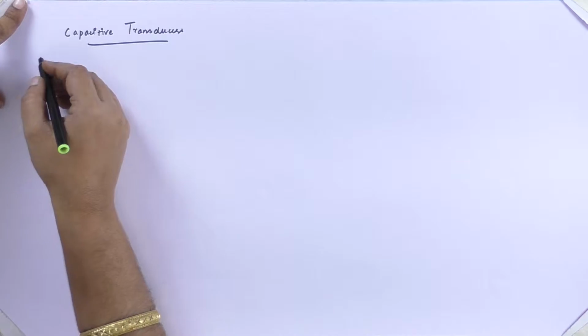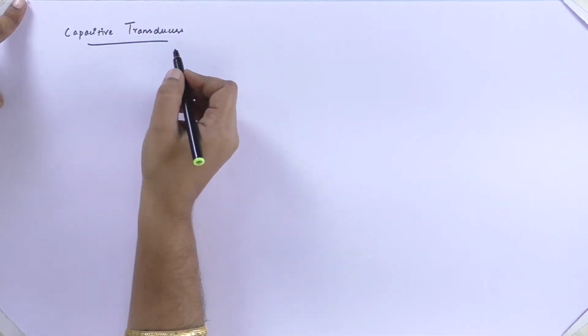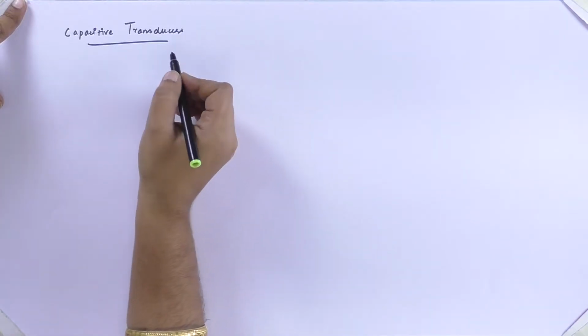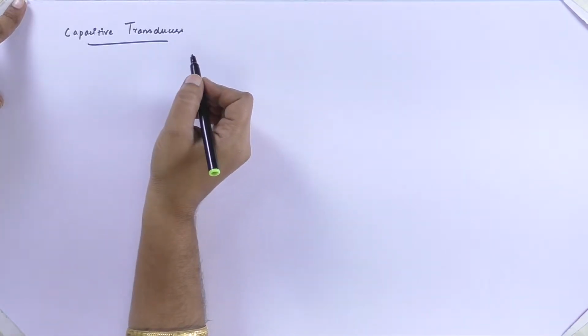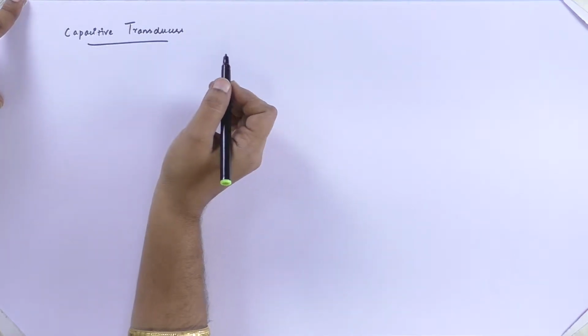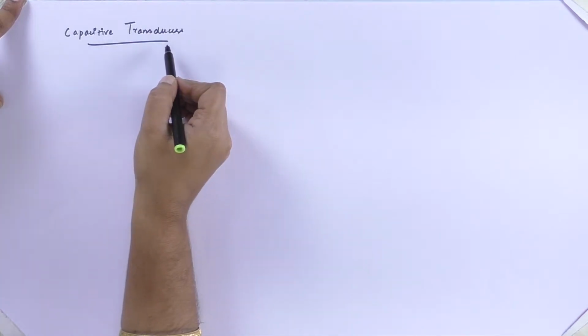Hello friends, in today's class we are going to see the construction and working principle of capacitive transducer. First we know what is a transducer. A transducer is a device which converts a non-electrical quantity into an electrical quantity. Another way we can define a transducer is as a device which converts one form of energy into another form of energy.